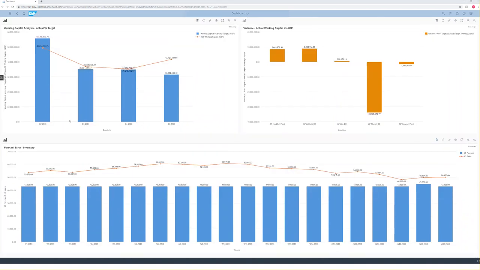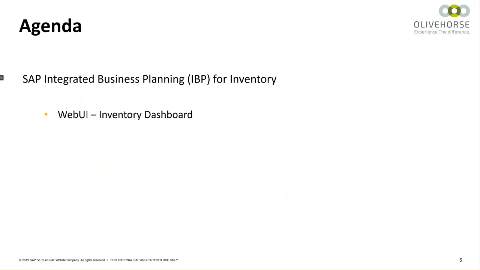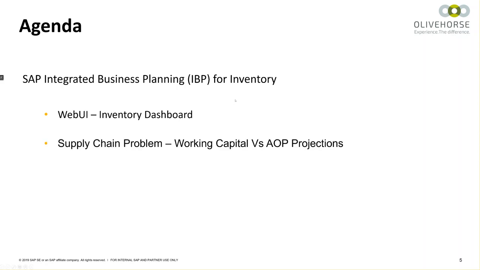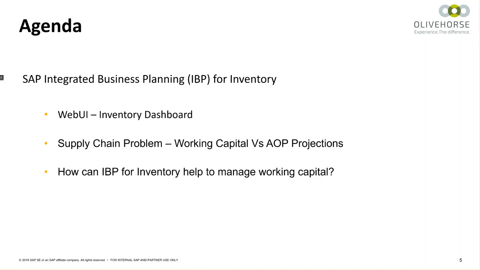In my next video, I would be walking you through the working capital analysis, where we would be comparing my target inventory versus my AOP projections. With this, I close the current discussion on Web UI for inventory dashboard. In my next video, I would be talking more on the problem statement and how inventory helps in assessing the proposed increased safety stock by the multi-stage inventory optimization run on the working capital.